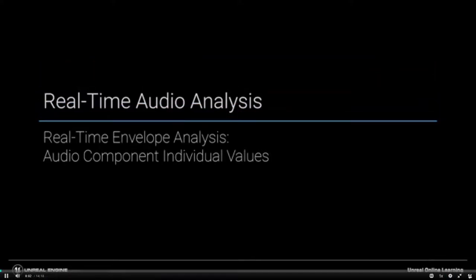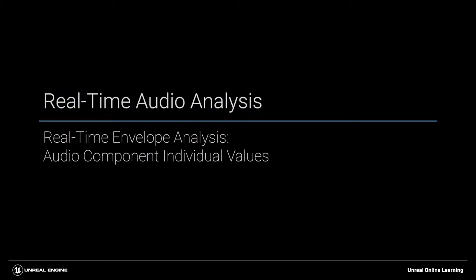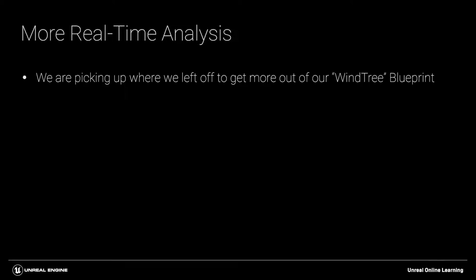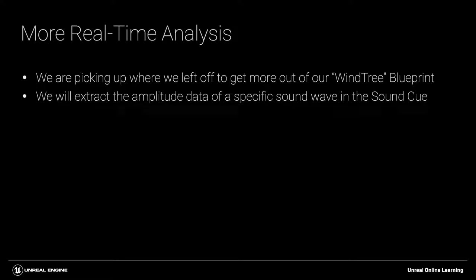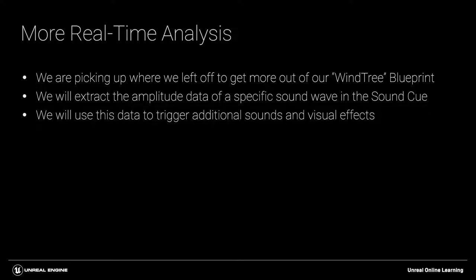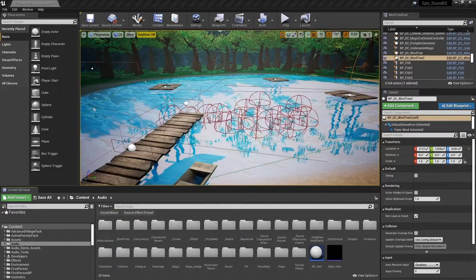In the previous video, we looked at how to get the averaged real-time amplitude data from sounds playing on an audio component. In this video, we're going to continue to develop our wind tree blueprint so that we're able to extract the amplitude of a specific sound wave within the sound cue that's playing, and use this to trigger additional sounds and visual effects. Let's have a quick reminder of how the wind tree blueprint is working so far.